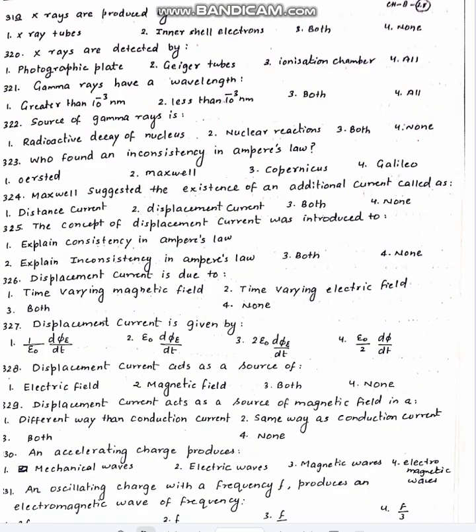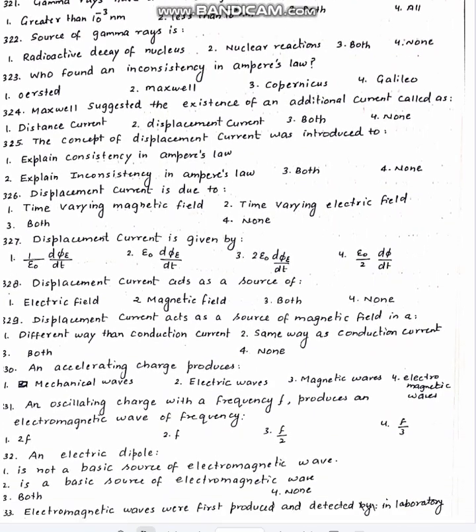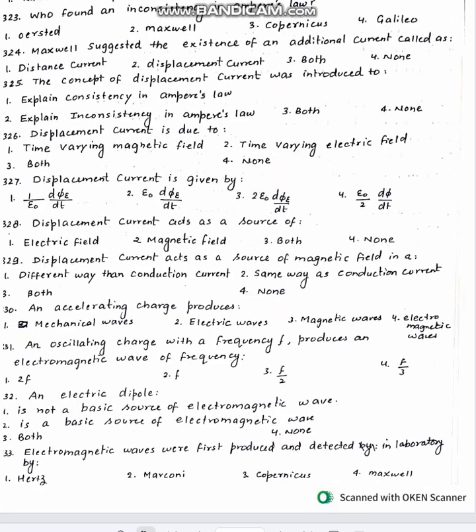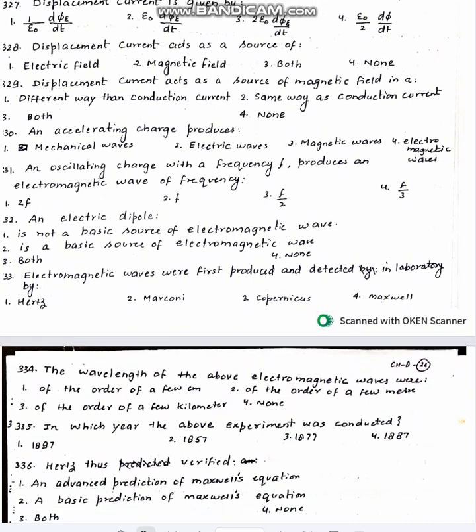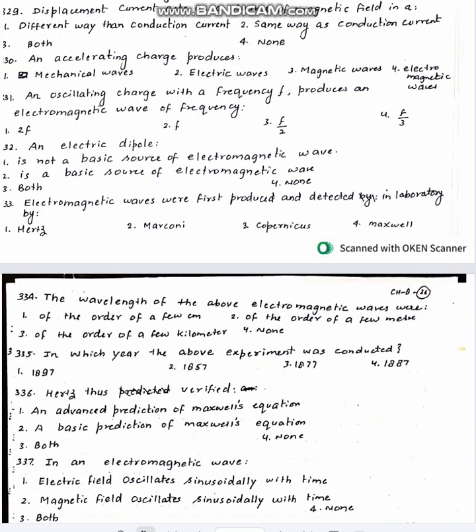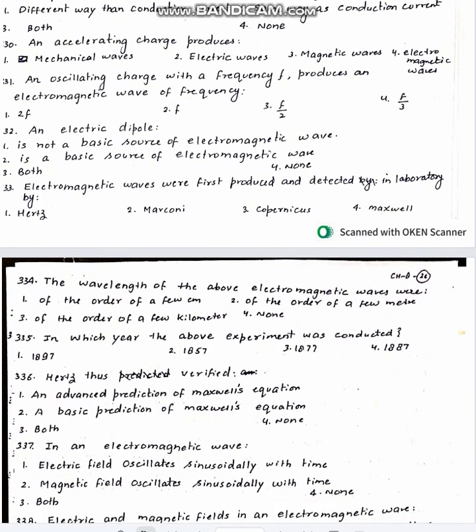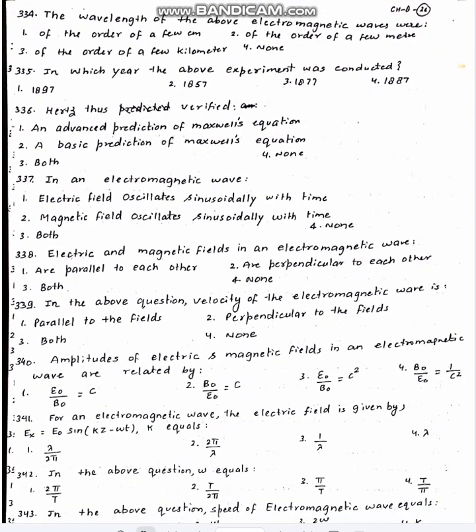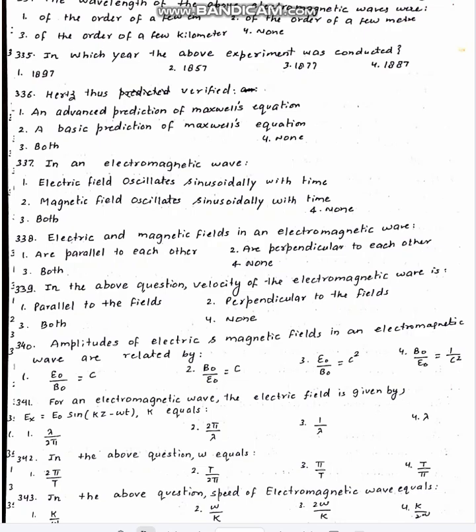Then we have concept of displacement current, expression for displacement current. Then we have EM waves due to an oscillating charge with frequency f, electric dipole. Then detection and production of EM waves. Then we have amplitudes of electric and magnetic fields, their relation.